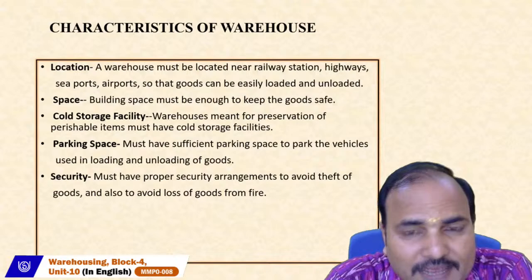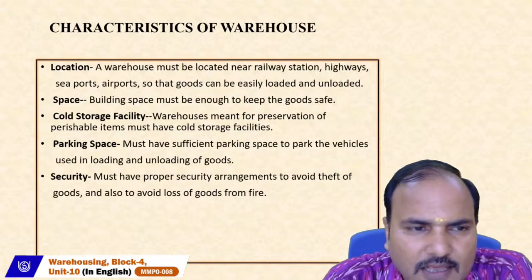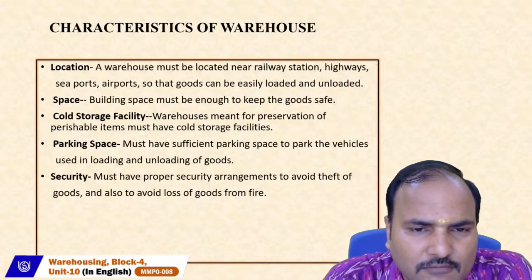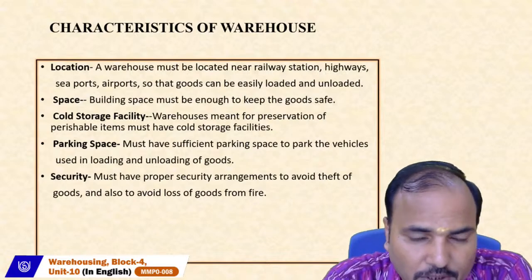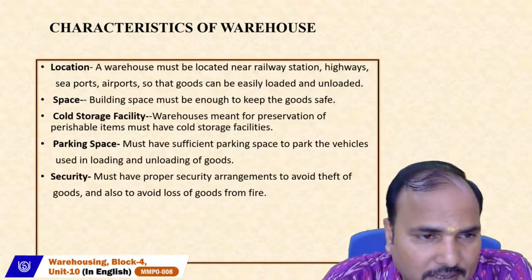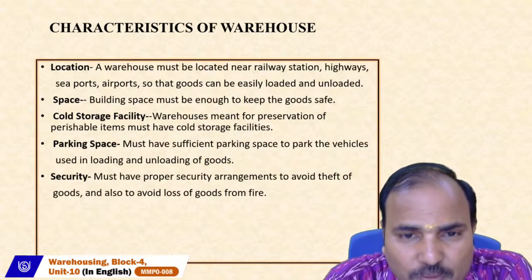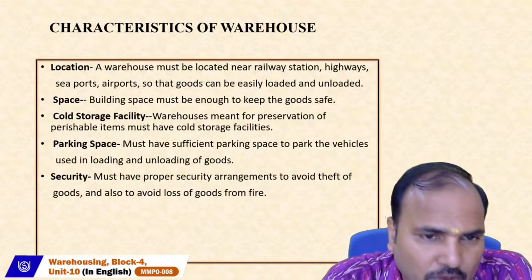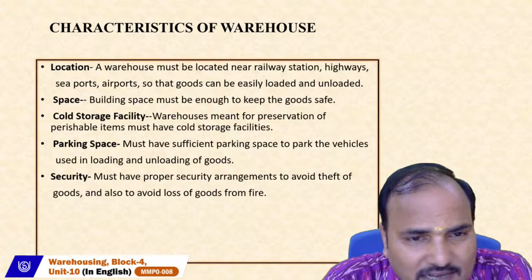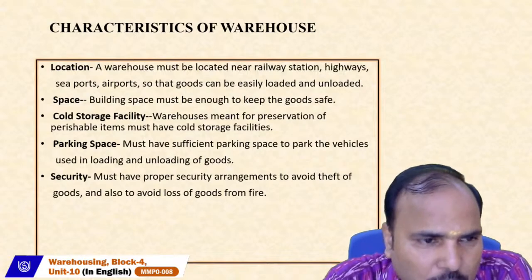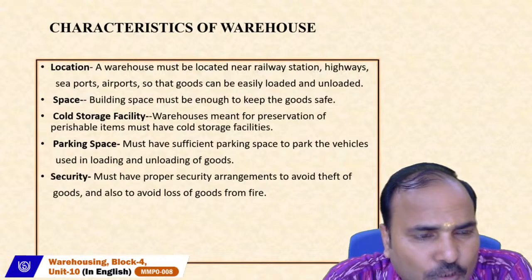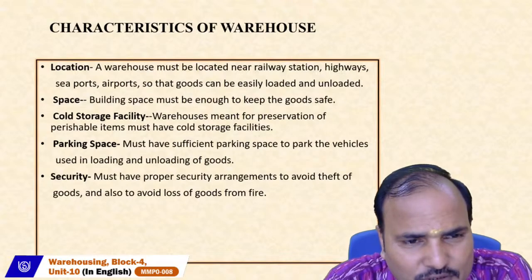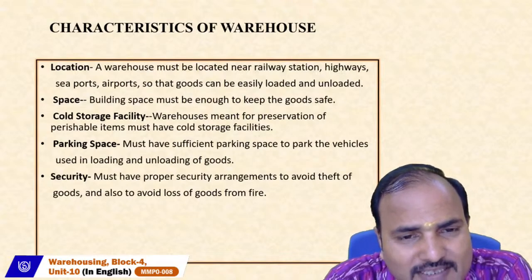Another characteristic is space. If you take the space point of view, what do you mean by space? Suppose what is the volume of any particular warehouse or building. So a building space must be enough to keep the goods safe. That means to arrange a space, we have to keep in our mind that this is enough to keep the goods safe. Another is a cold storage facility. Warehouses meant for preservation of perishable items must have cold storage facilities.